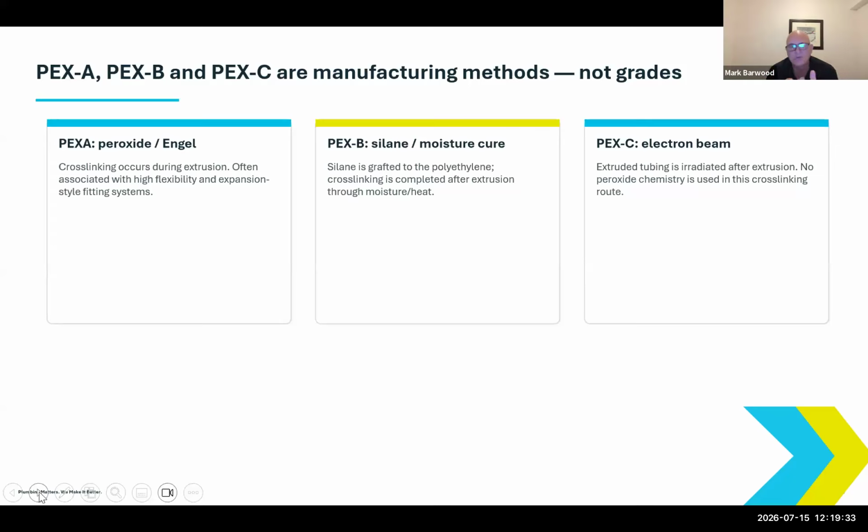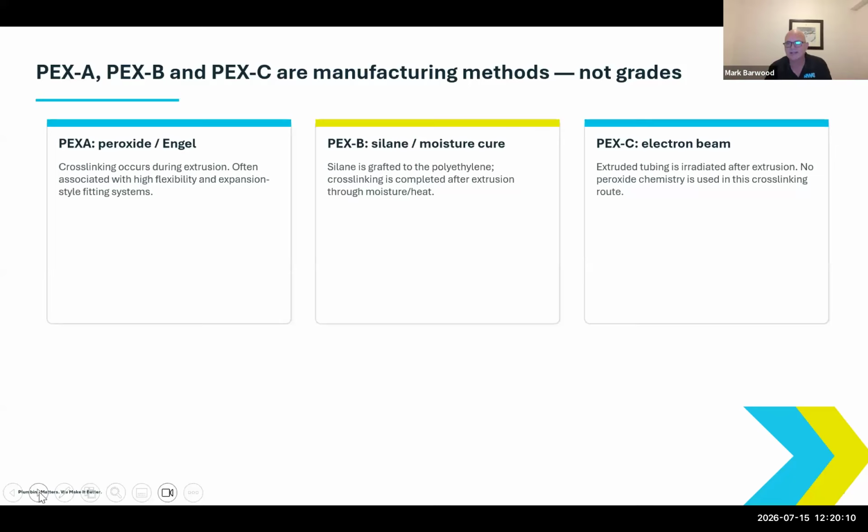PEX B is silane PEX. So silane is mixed with polyethylene. That excites the fibers and achieves the cross-linking. And then PEX B also has to be put into an oven and baked afterwards. PEX B actually has a higher burst pressure than PEX A. So in a lot of cases, PEX B is in some ways superior to PEX A. I don't really have a dog in the hunt. We make PEX A. RWC makes PEX A. We make PEX B.